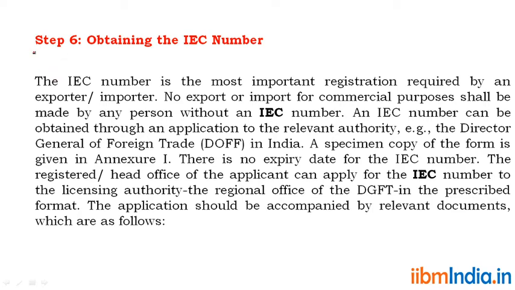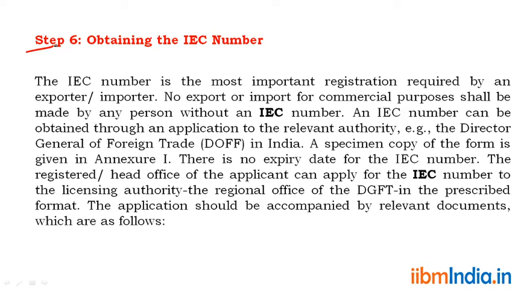Sixth step is obtaining the IEC number. The IEC number is the most important registration required by an exporter and importer. No export or import for commercial purposes shall be made by any person without an IEC number. An IEC number can be obtained through an application to the relevant authority, that is called DGFT in the case of India. A specimen copy of the form is given in annexure 1. There is no expiry date for the IEC number.